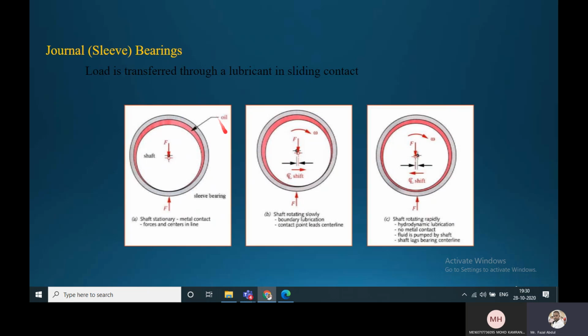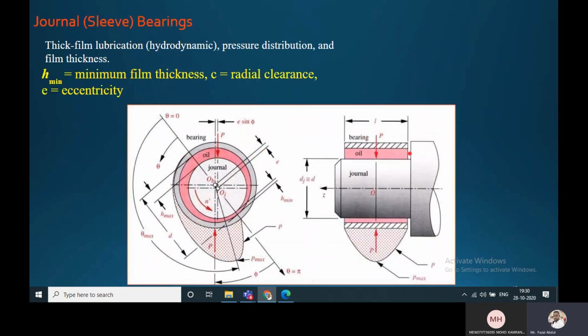Now, journal bearing load is whatever the concept just now explained. Initially it is a point of contact, and because of rotation the wedge film is going to generate, and the shaft is going to be lifted up, and it is going to rotate centrally. That is the concept I explained now.